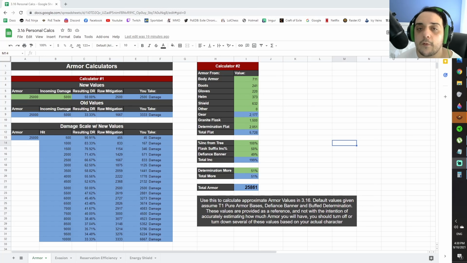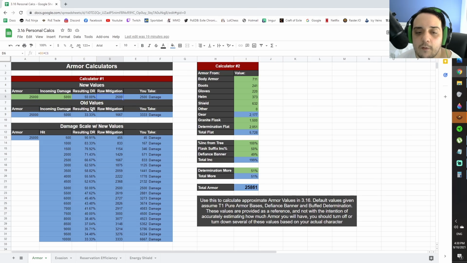All the calculators function off the same principle. The green boxes are where you're going to input values, and the blue boxes are the results of the calculations being made. So with the first armor calculator, you're basically going to be determining how much armor your character has, and then how much damage you're going to take, and then it's going to tell you how much damage you mitigate versus how much damage you actually take.